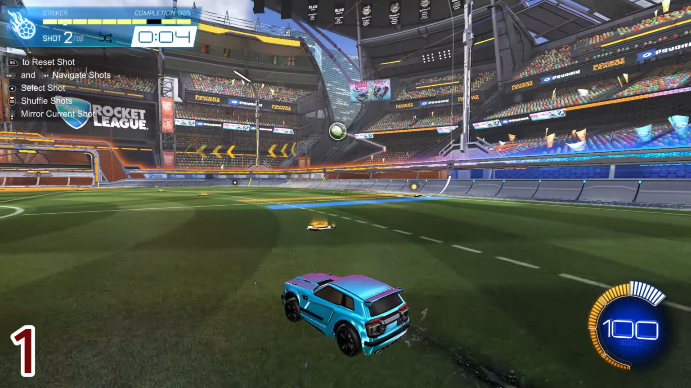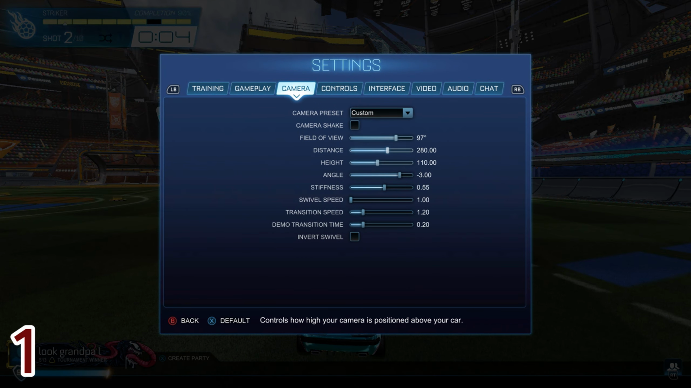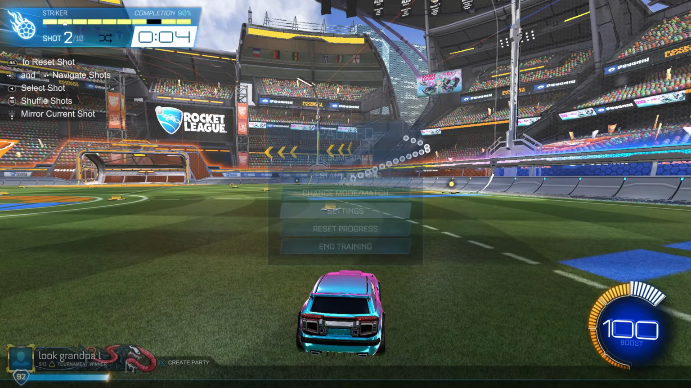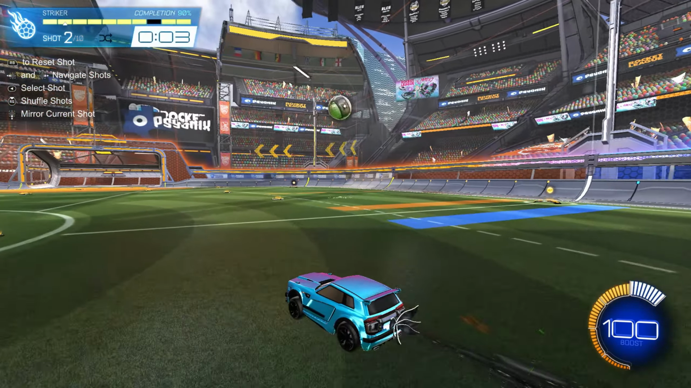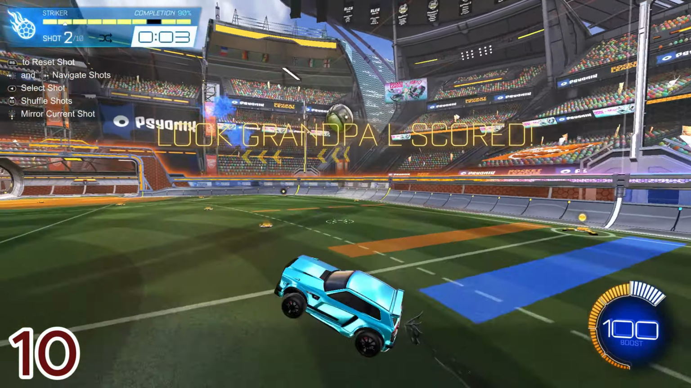The point of this video is just to give you guys information. I'm not asking you to change your camera settings. The thing about Rocket League, it is hugely dependent on muscle memory and just repetitiveness, you know what I'm saying?